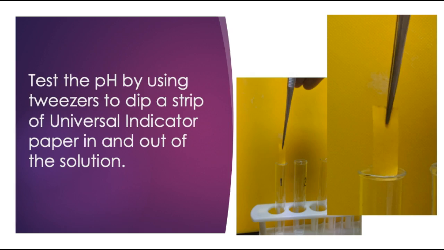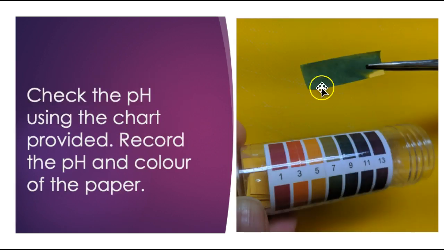And once you do that, you use the color chart on the side of your container here to see what pH the solution is. This one here is dark green. It's pretty much equal with a 7, so you'd record that then down on your sheet, and do that for every single one of your test powders.